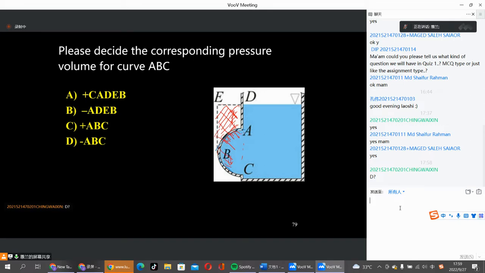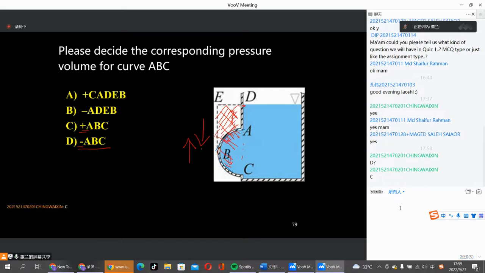Which D? Yes, this is D. The answer is D? Let's say C and D is plus and minus. Plus means true pressure volume, minus means empty pressure volume. True pressure volume means the resultant pressure force should be downward. Empty pressure volume means the force should be upward. The answer should be C.